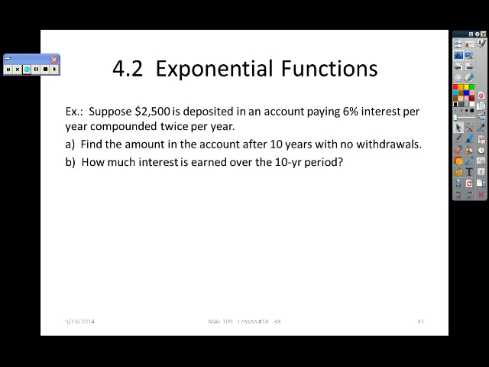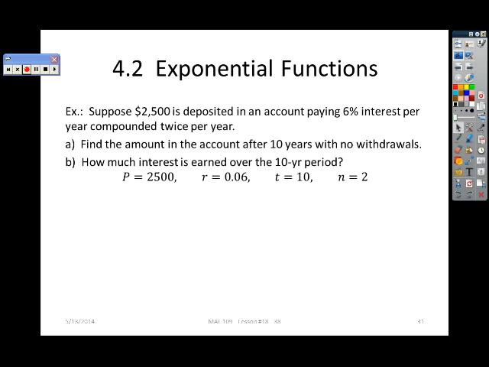Remember that when you're working with interest calculations, the phrase interest means dollars. Interest rate means percent. Make sure you keep the two distinct. They are different things. So, first question, what's the amount that's in there after 10 years? So we put $2,500 in and forget about it, and 10 years later we come back, how much is there?